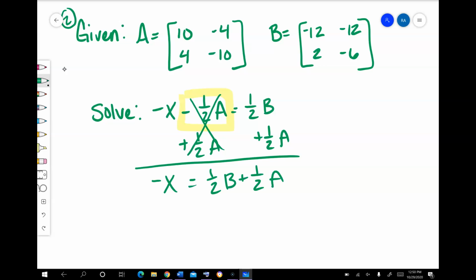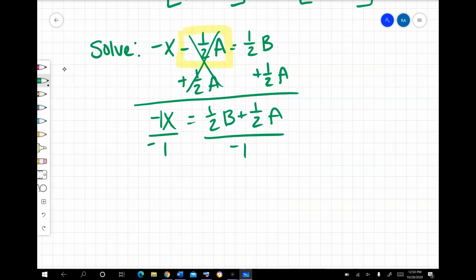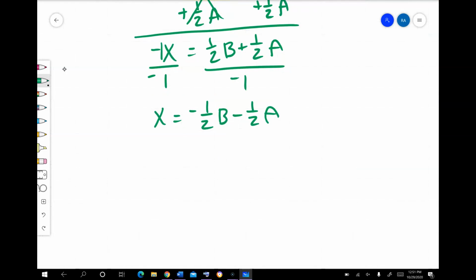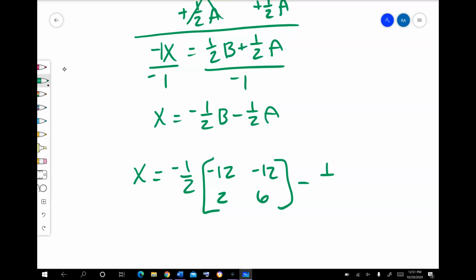Now my x is negative, so remember there's an understood 1 in front of your variable, so we're going to divide by negative 1 on both sides. All that does is change your signs. So now it's going to be negative 1/2 B minus 1/2 A. Now we're going to input the matrices. So x now equals negative 1/2, input matrix B. It's negative 12, 2. And then it's minus 1/2 A, so we're going to insert A here.